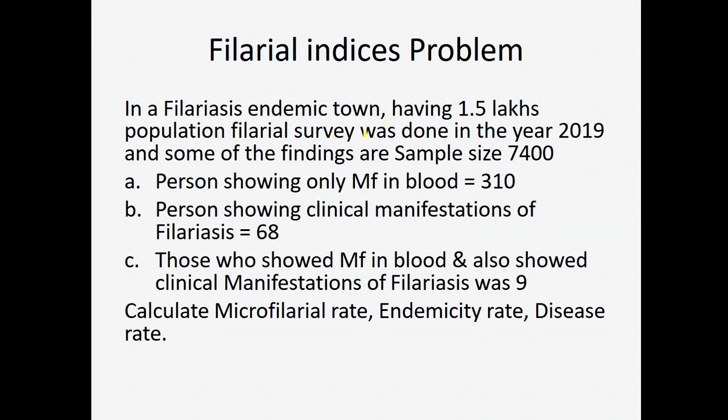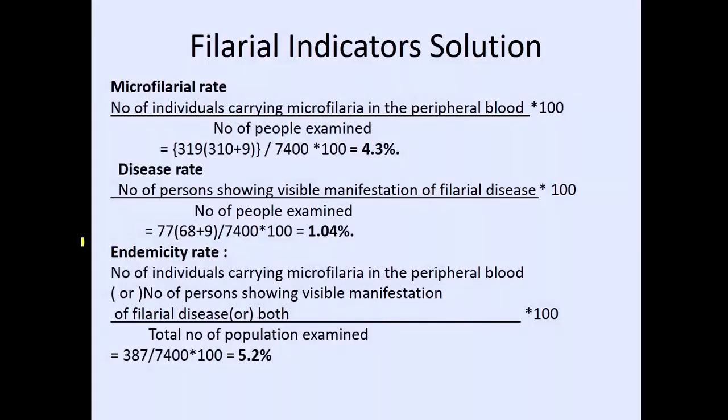A filarial survey was done in a population of 1.5 lakhs. Microfilaria was present in some, disease manifestation in 310, and 68 had both. So we need to calculate the microfilarial rate, disease rate and endemicity rate using the formula. You can pause and work out the results.